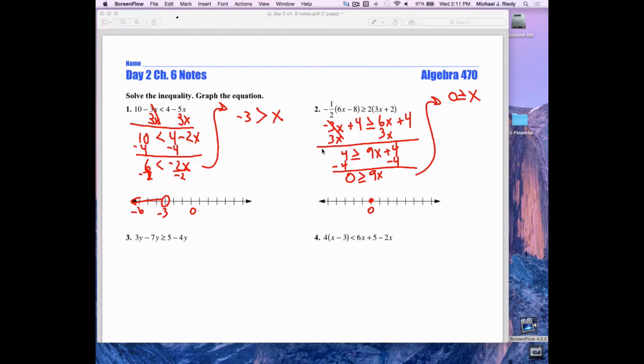Andrew, what number do you like? 5. 5's over here, right? Yeah. Is 0 greater than or equal to 5? Yes or no? No. So therefore, the number you picked is wrong. We want to go the other direction.